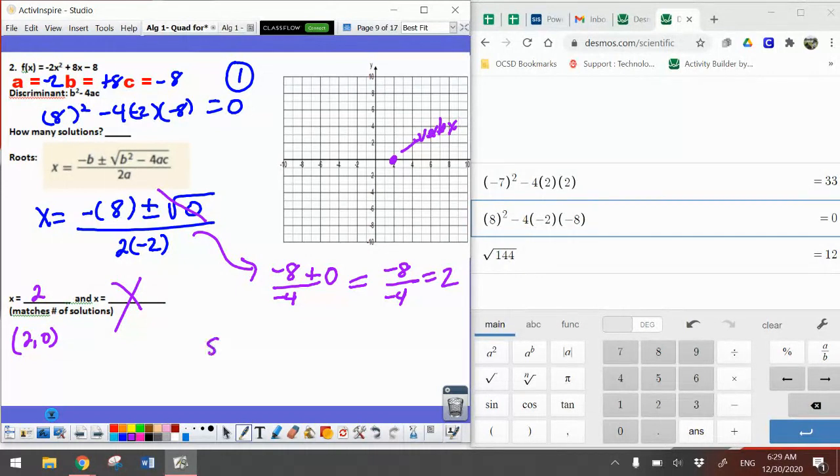Now, is this a smile or is it a frown? Well, A is negative, so it's actually going to be upside down from that point, moving down. Okay, upside down. It's a frown. It's only touching once.